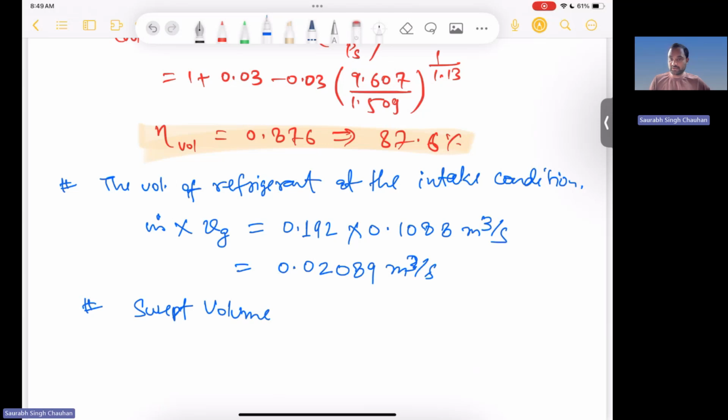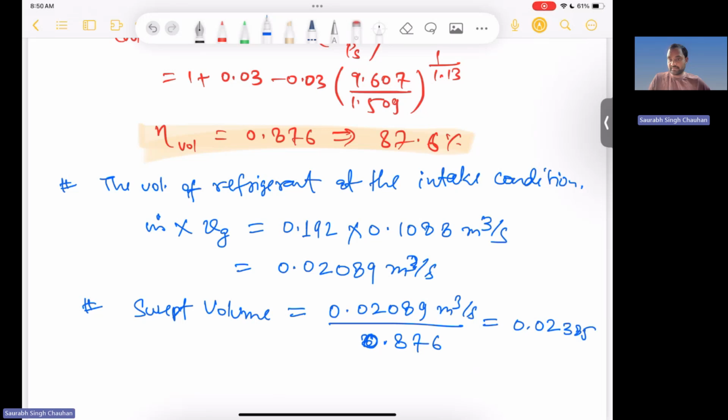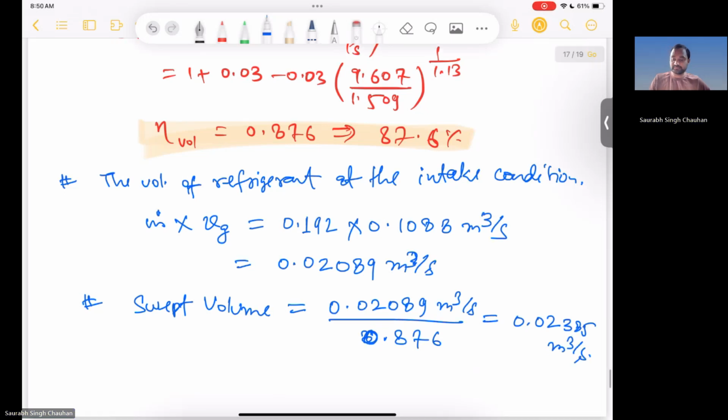So swept volume will be equal to the volume of refrigerant at the intake divided by the volumetric efficiency, right? So the volume of the refrigerant at the intake is 0.02089 meter cube per second, divided by the volumetric efficiency, which is how much? 87.6%. Okay. So it will come out to be 0.02385 meter cube per second.